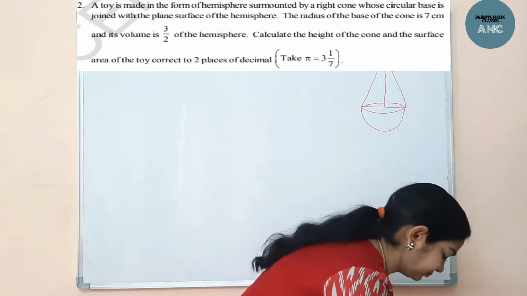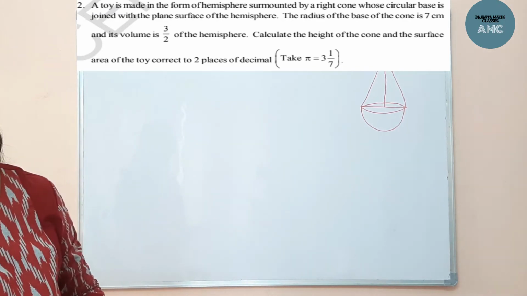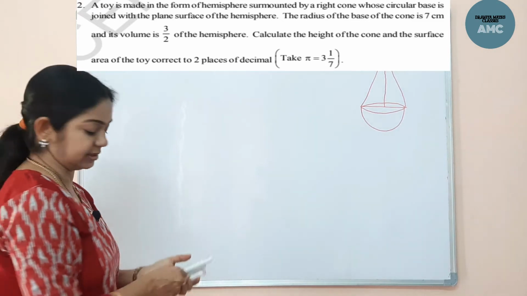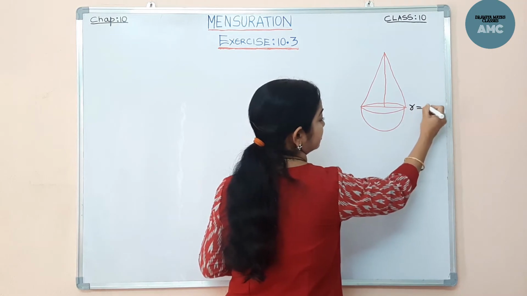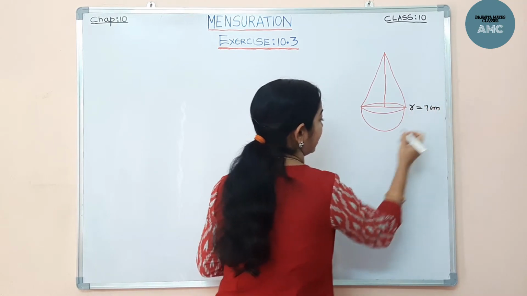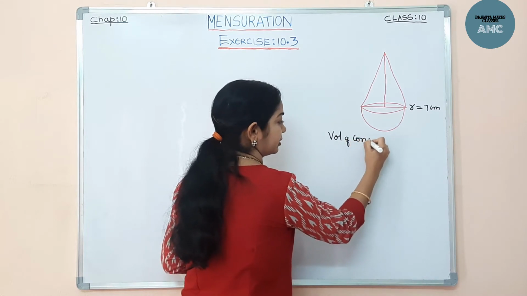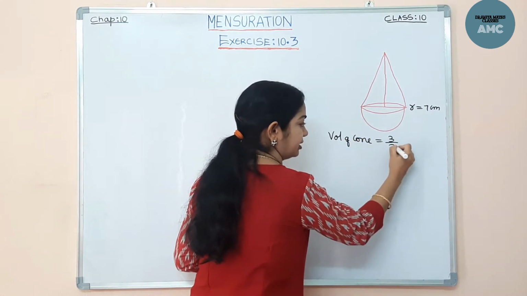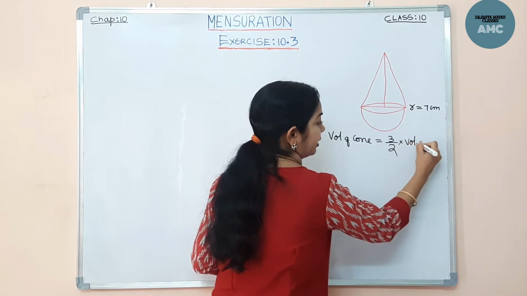So here, what are the dimensions given? Let me see. The radius is 7 centimeters here. And it is also given that the volume of the cone is 3/2 the volume of the hemisphere.